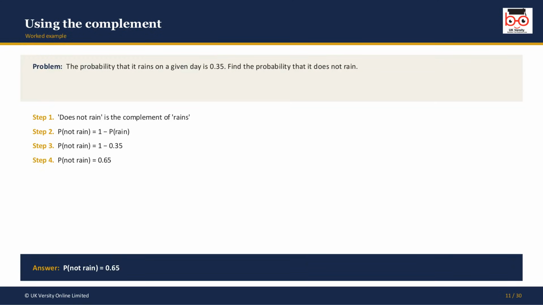Let's use it. Suppose the probability that it rains on a given day is 0.35, and we want the probability that it doesn't rain. Not raining is the complement of raining, so we take 1 minus the probability of rain. That's 1 minus 0.35, which comes to 0.65, so there's a 65% chance of a dry day.